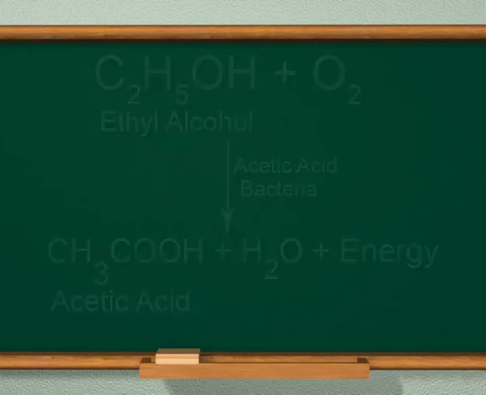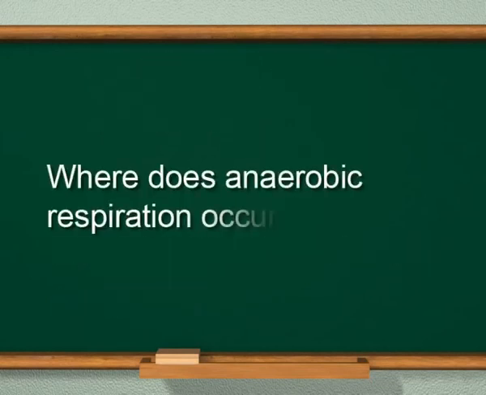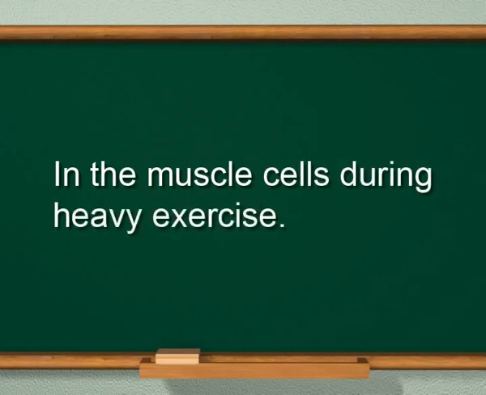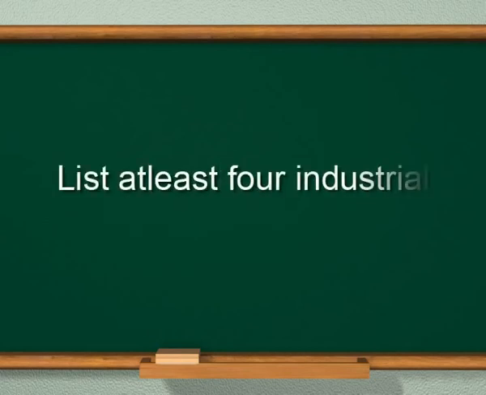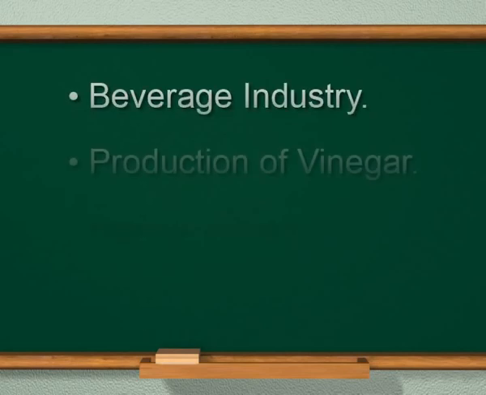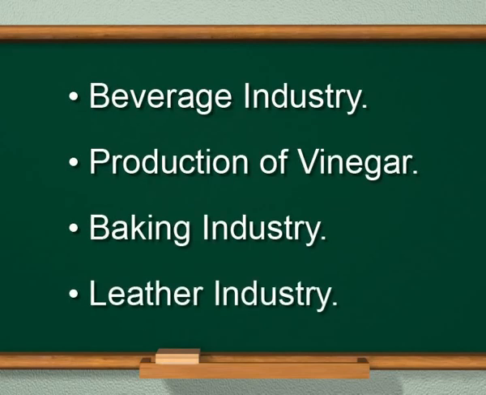The next question is, where does anaerobic respiration occur in humans? The answer is in the muscle cells during heavy exercise. The next question is, list at least 4 industrial uses of fermentation. Answer. Fermentation is used in many types of industries like beverage industry, production of vinegar, bread industry, and leather industry.